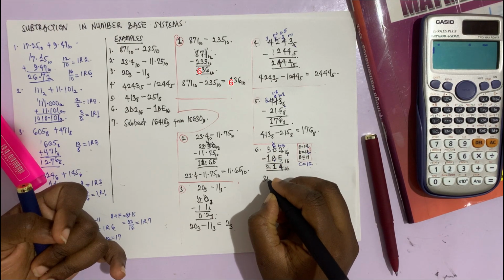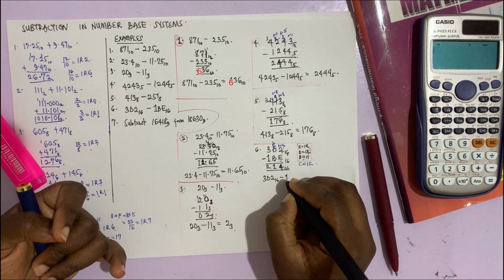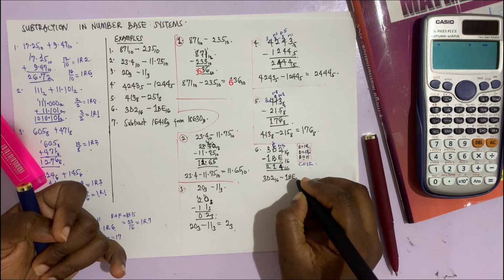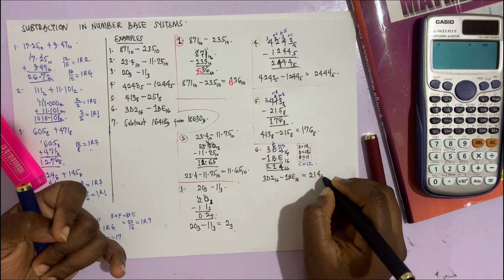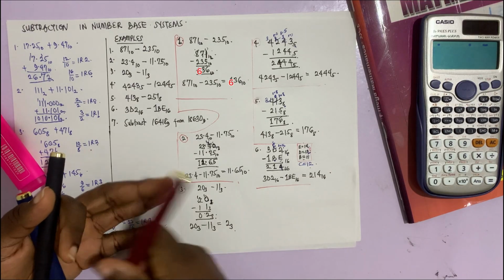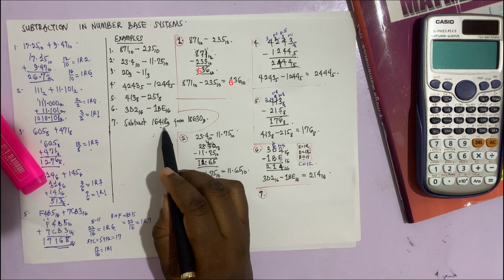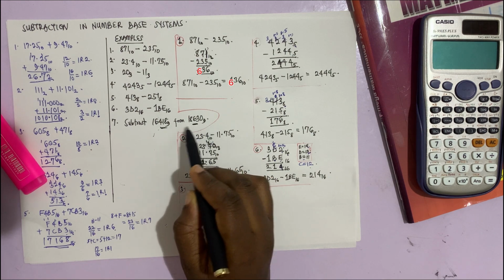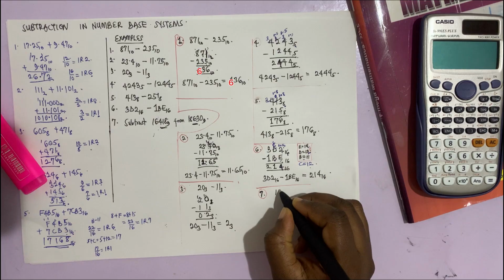So 3D2 base 16 minus 1BE base 16 will actually give us 214 base 16. And to the final question, we are asked to subtract this from this. So this is the higher number, so we write that first.